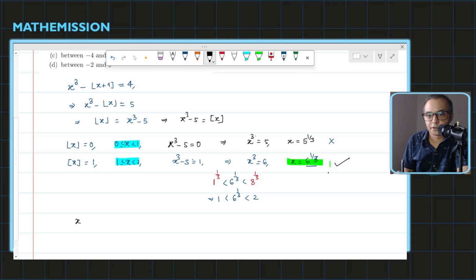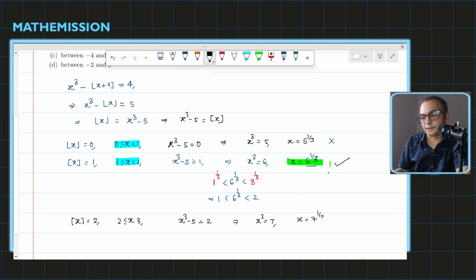Now we go for the third integer, box x equal to 2. It means we are looking for the number x lying between 2 and 3, and this will turn into x cube minus 5 is equal to 2. And so I have x cube is equal to 7. So x equals 7 to the power 1 by 3. By the same logic you apply, this 8 to the power 1 by 3 is still greater than 7 to the power 1 by 3. So it will fall between 1 and 2. But in this case, I need a number between 2 and 3. So of course, this will not be our solution again.